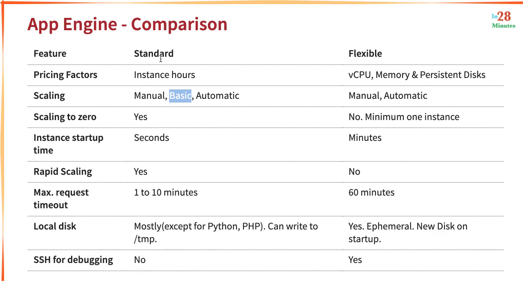Another important feature that App Engine Flexible allows is SSH for debugging. Because in the background there is a virtual machine, you can SSH into it. The idea behind this step is to quickly compare the different environments provided by App Engine, Standard versus Flexible.